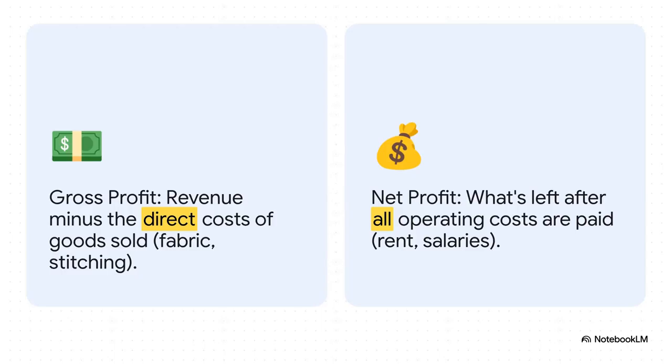You've got two main types of profit. First is gross profit. That's simply the money you make after you subtract the direct costs of making your product, the fabric, the thread, the labor. But the number you really care about, that's your net profit. That's what's left after you pay for everything else. We're talking rent, salaries, marketing, the whole shebang. That's your actual bottom line.